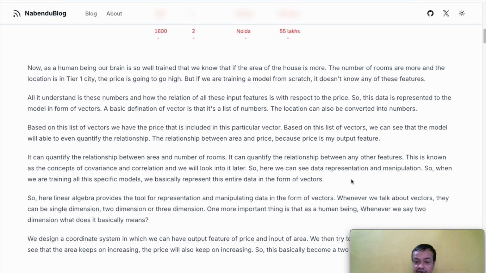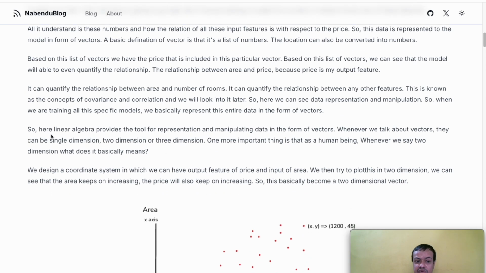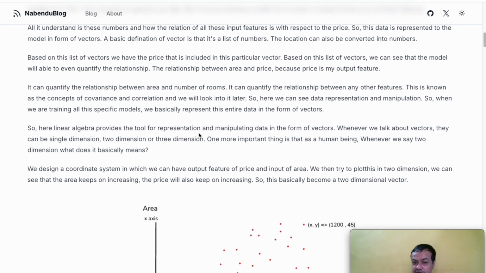So here we see the data representation and manipulation. When we are training all these specific models, we basically represent the entire data in the form of vectors. So here linear algebra provides the tools to represent and manipulate data in the form of vectors.